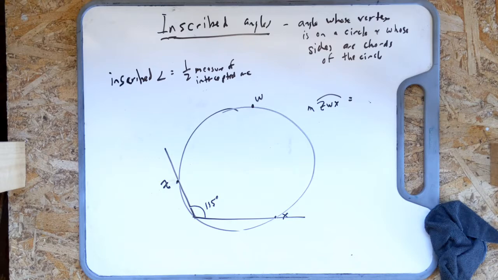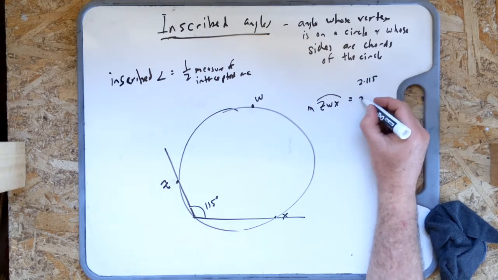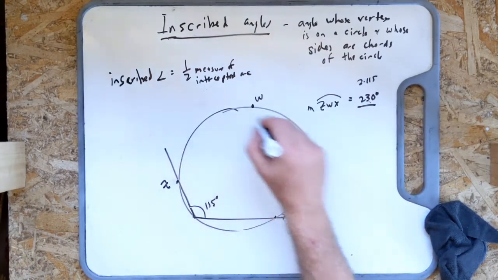Think about that. Write the number down like you're doing on a whiteboard or a piece of paper in class, and then pause it. Come back. This is simply twice this 115. 2 times 115 is 230 degrees. So this arc is 230 degrees.